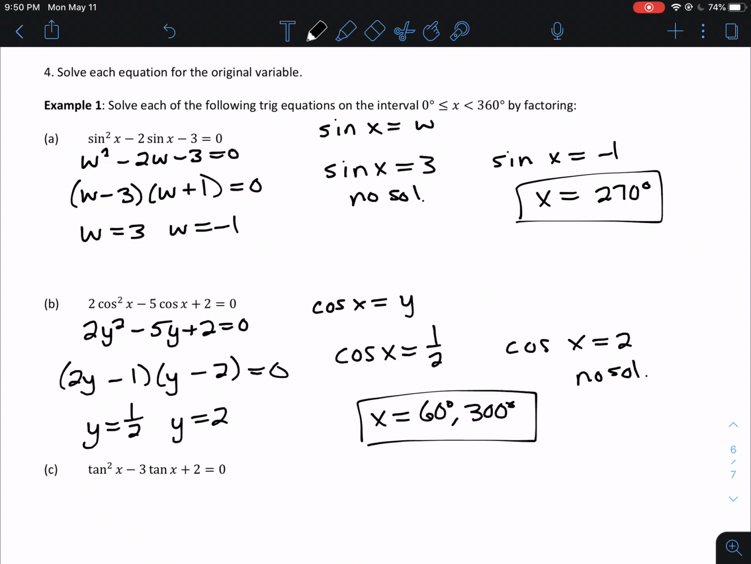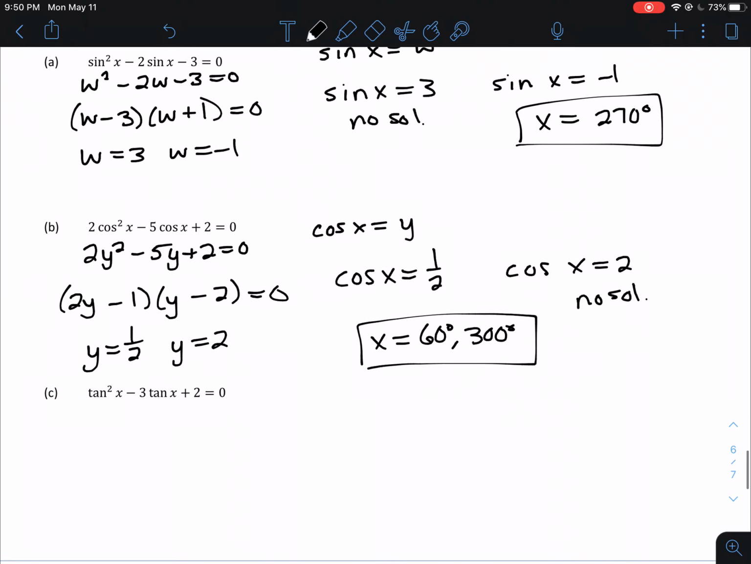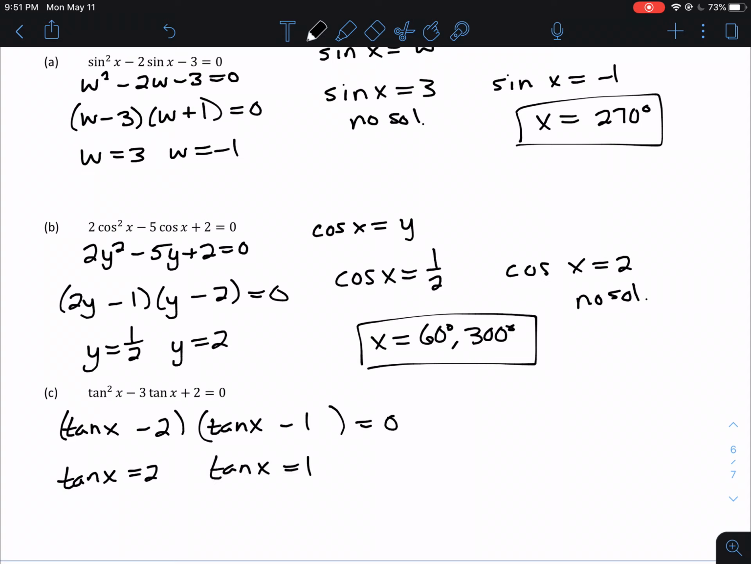Now, as you work through these, you might find that you don't even have to do substitutions anymore. So let's take a look at C, where we've got tangent squared x minus 3 tangent of x plus 2 is equal to 0. And really what you're trying to do is just factor these. The only difference is instead of using a variable, you just use tangent of x in its place. So we'd be multiplying tangent of x. We want minus 3 in the middle, so minus 2 and minus 1. And then we set each of those equal to 0 and solve, so we'd have tangent of x equals 2 and tangent of x equals 1.